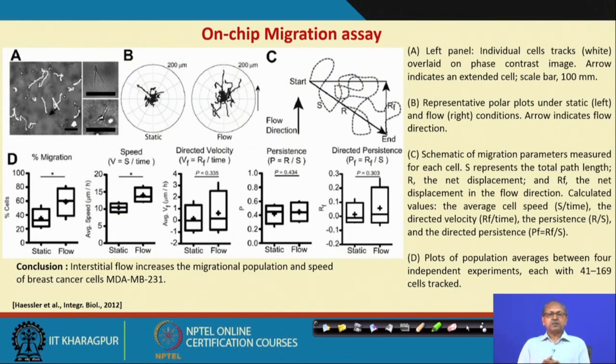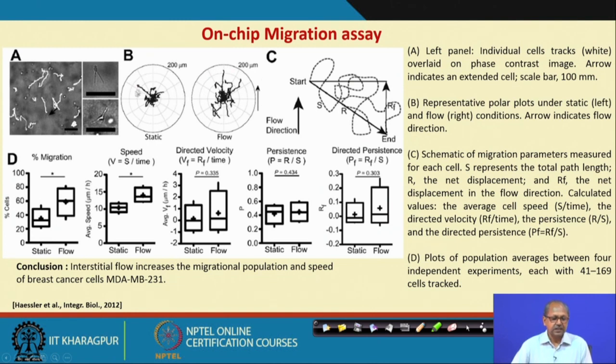The same setup is used for the static condition, where in both reservoirs the fluid height remains the same. Then all the images of cellular migration were captured at 15-minute intervals for 16 hours, and then the images were processed and a polar plot was made. This is for static and this is for the flow condition, in the direction.